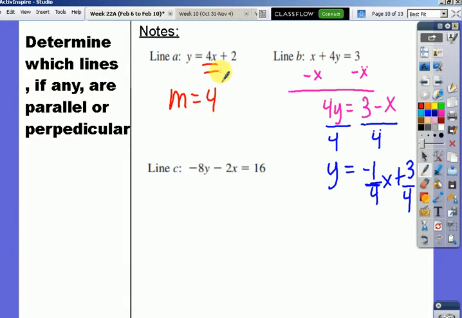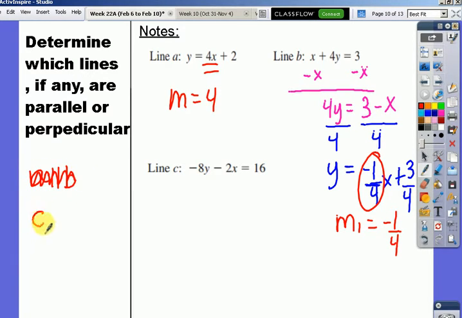And you have 1/4. Aren't those opposite reciprocals? Yeah? So what you would say, remember the bars meant that they were parallel. So for example, I would say A is parallel to B, I would write it like this. Okay, but we're not looking at parallel. We're looking at perpendicular. The symbol for that is an upside down T. A is perpendicular to B.